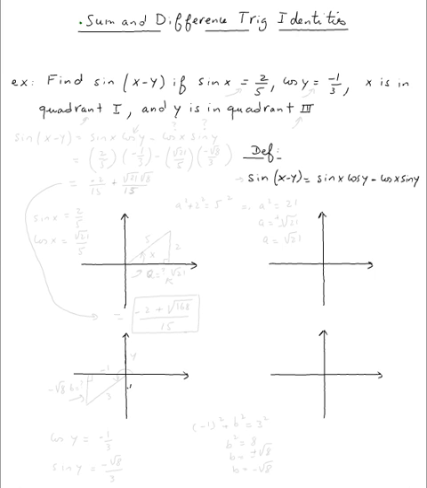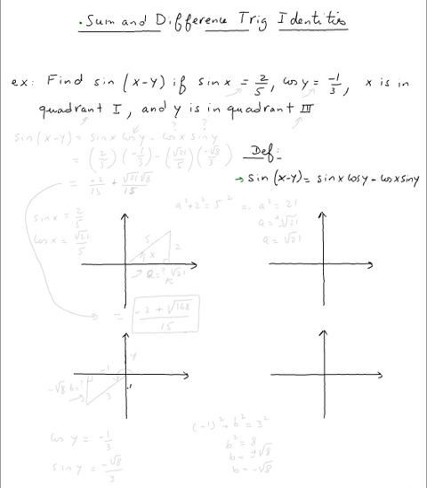The topic is sum and difference trig identities. So let's do this example. Find sine of x minus y if sine of x is 2 over 5, cosine of y is negative 1/3, x is in quadrant 1 and y is in quadrant 3. So first let's use the definition.